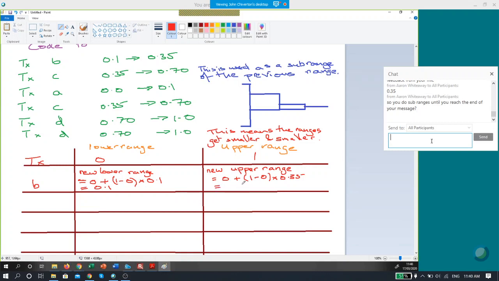Because at the moment we're not quite seeing the end of the tunnel, are we yet? So let's work through this, and then hopefully it'll come together in terms of making sense a bit more. Okay, so that's for letter B. So the new lower range is 0.1, and the new upper range value is 0.35.